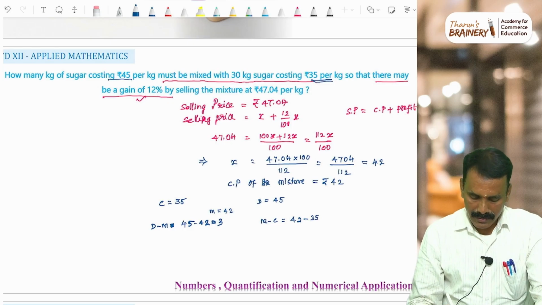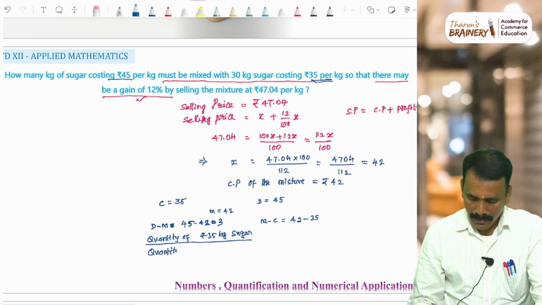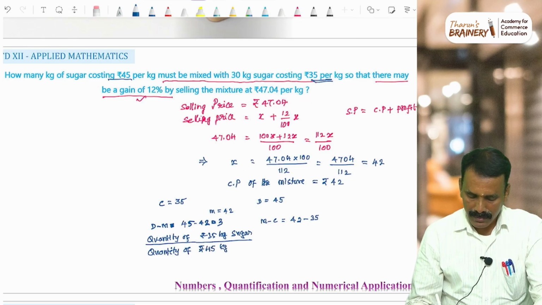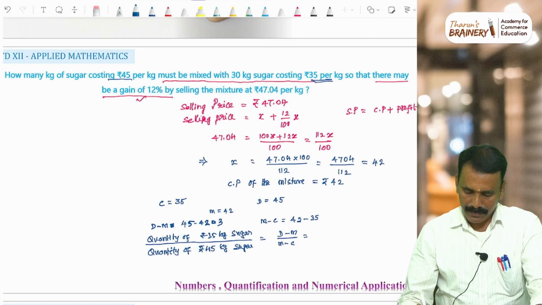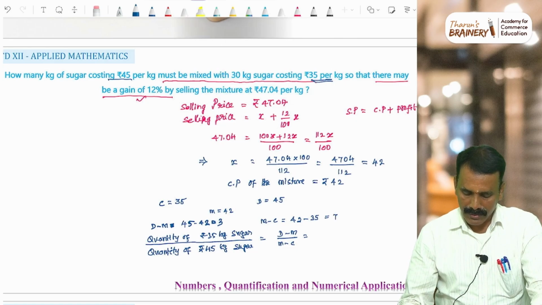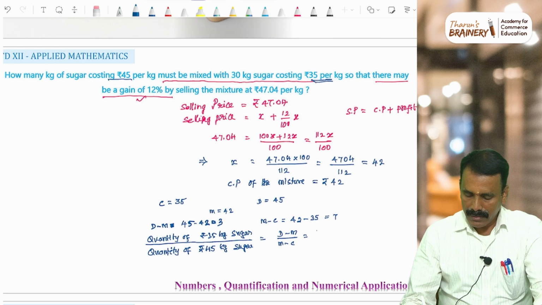So the ratio of the mixture, quantity of rupees 35 per kg sugar divided by quantity of rupees 45 per kg sugar, is D minus M divided by M minus C. That is nothing but 42 minus 35, which is 7 actually. So it is going to be 3 by 7.